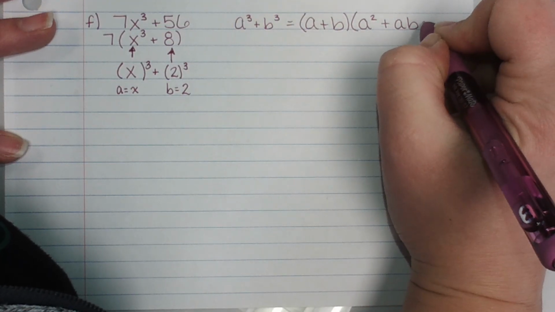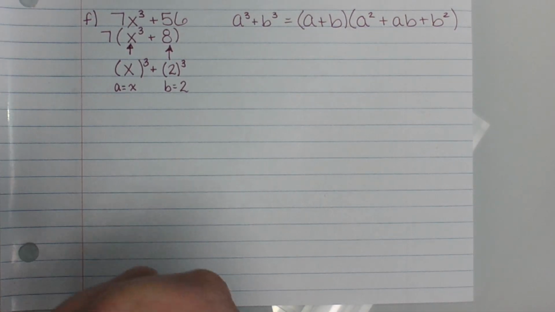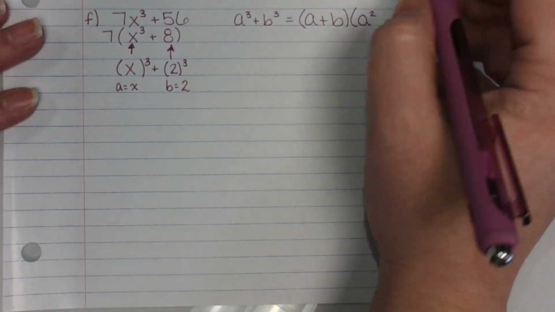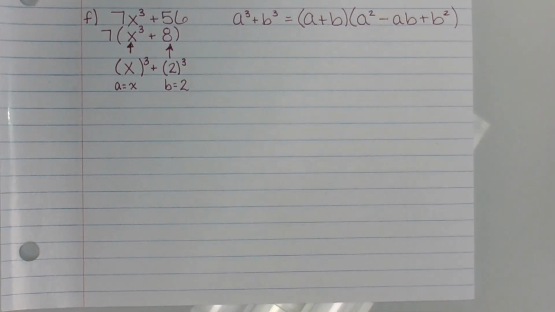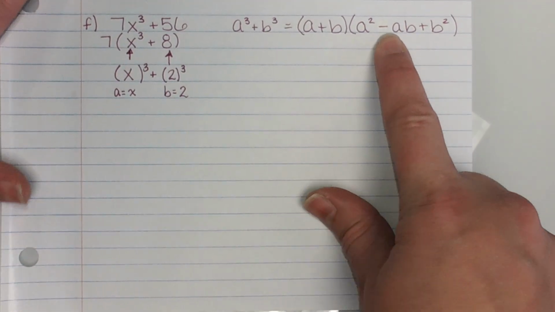Uh-oh, I screwed up. I wrote the wrong thing down. Specifically this right here. When you are factoring sum and difference of cubes, there will always be a minus sign somewhere. A difference has the minus sign here. A sum has the minus sign here. Okay.